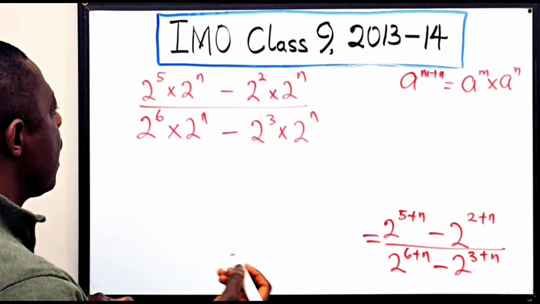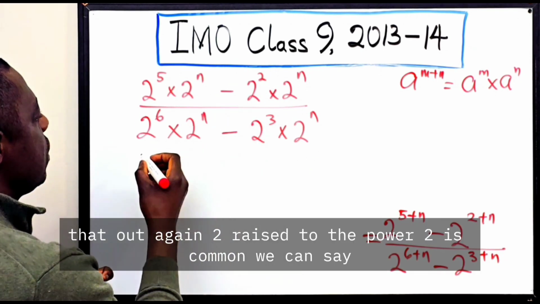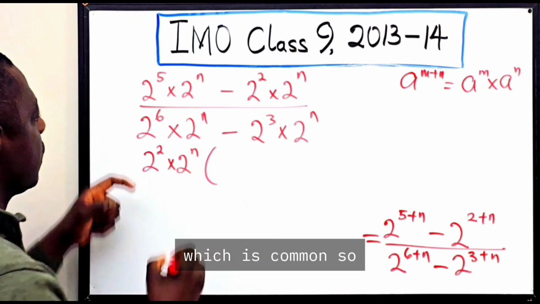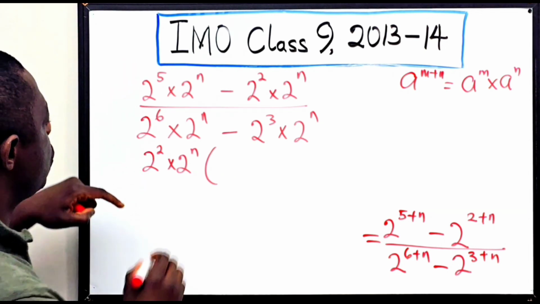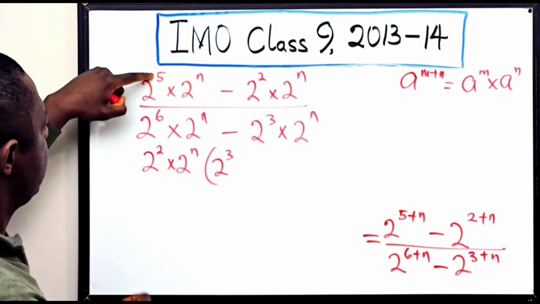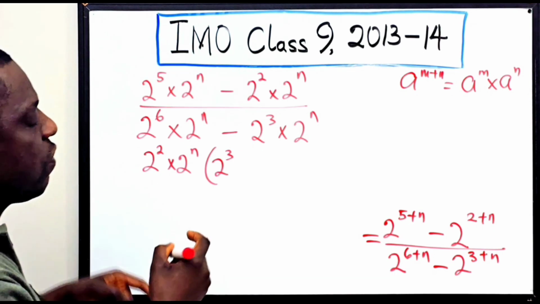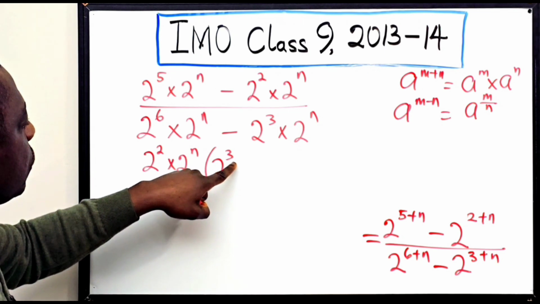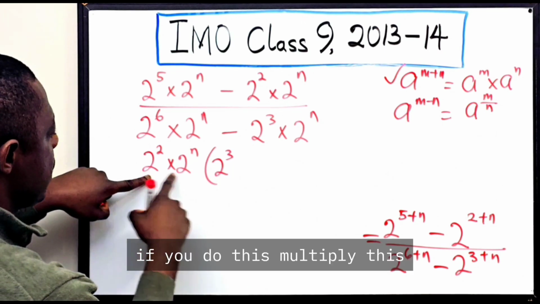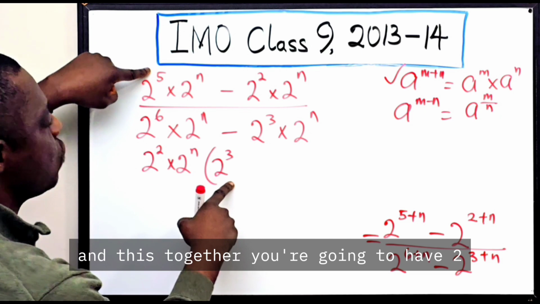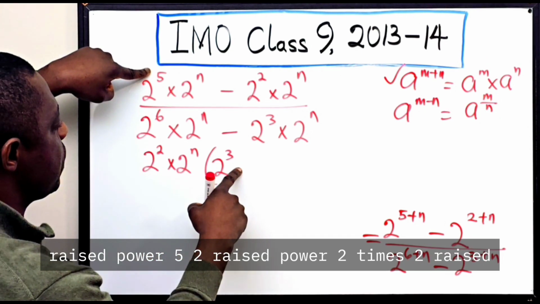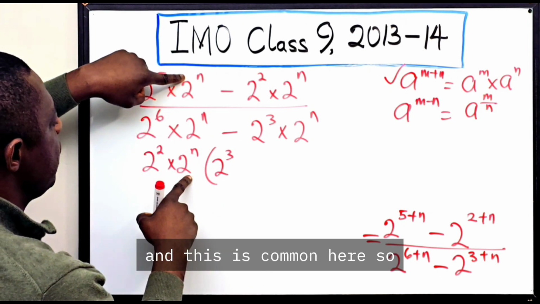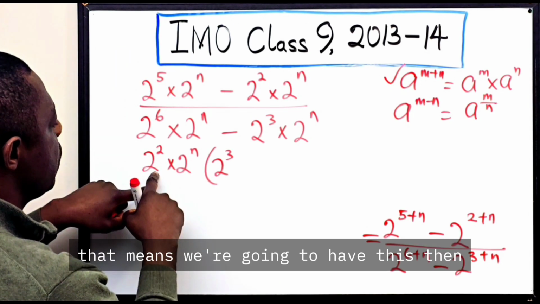And if we take that out, again, 2 raised to power 2 is common. We can say that 2 raised to the power 2 times 2 raised to the power n is common. So that will give us 2 raised to the power 3, because if we follow the law, we want to get this. If you multiply this and this together, you're going to have 2 raised to the power 5: 2 raised to the power 2 times 2 raised to the power 3 gives 2 raised to the power 2 plus 3, which is 2 raised to the power 5. And this is common here, so that one is fine. So that means we're going to have this.